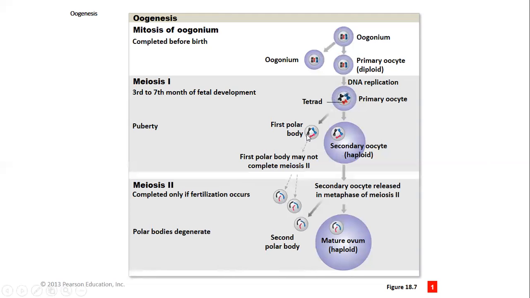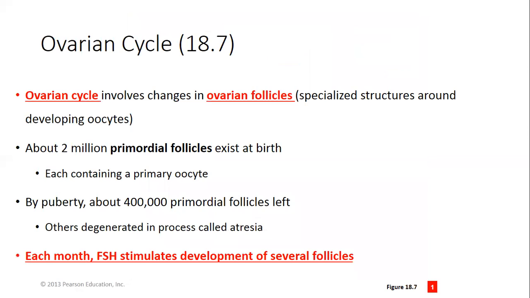So the first polar body is created during meiosis I. The secondary oocyte is produced. The first polar body can then undergo meiosis II as well later, only if fertilization occurs, because this secondary oocyte remains frozen in metaphase II. And then if fertilization occurs, metaphase II continues, and the second polar body is produced in that second meiotic division, and the mature ovum is what is fertilized and will eventually grow with sperm into a fetus. So that's how oocytes mature.